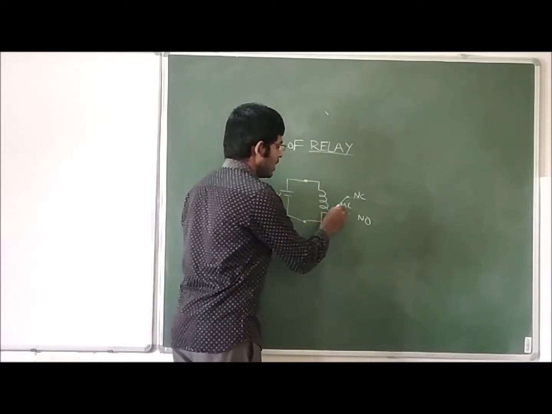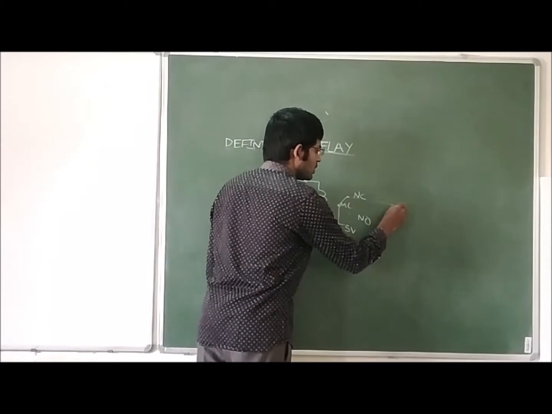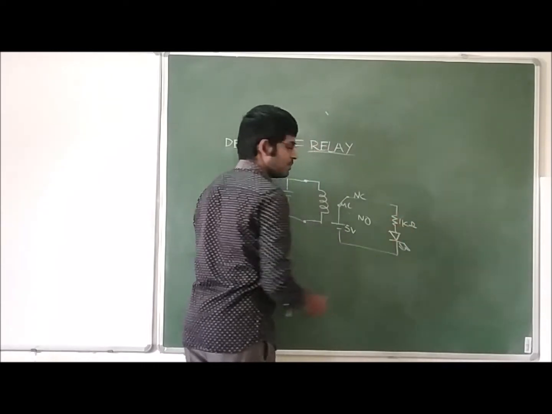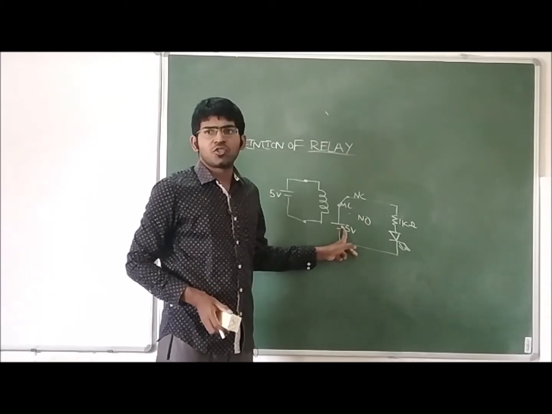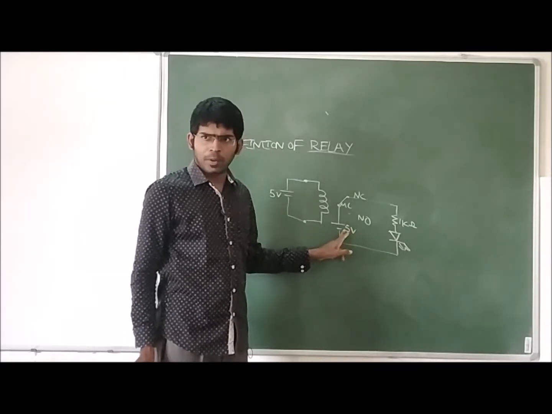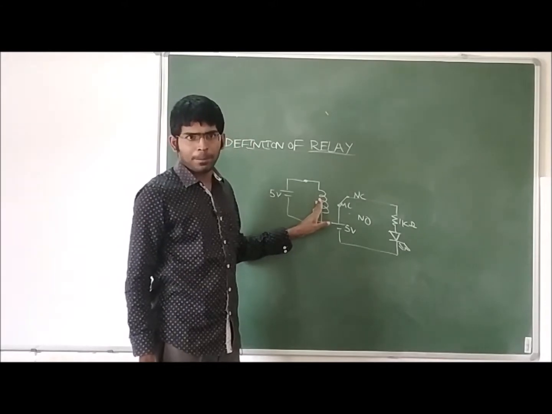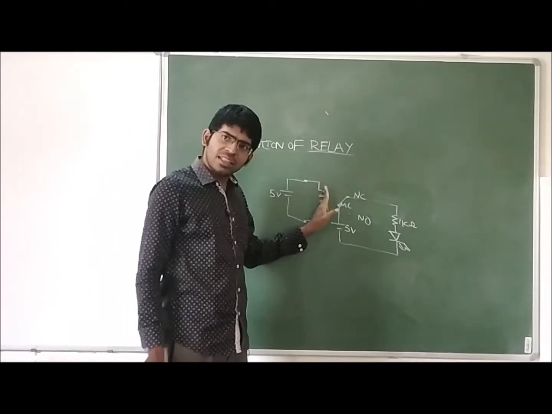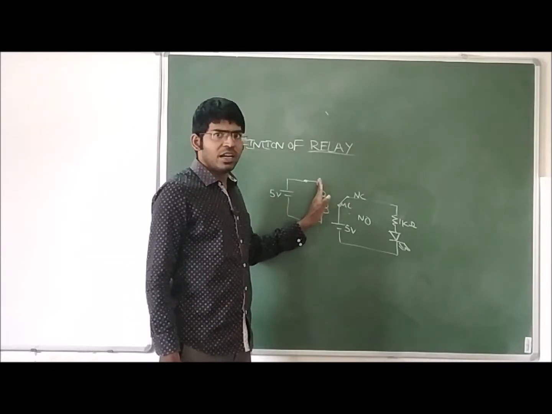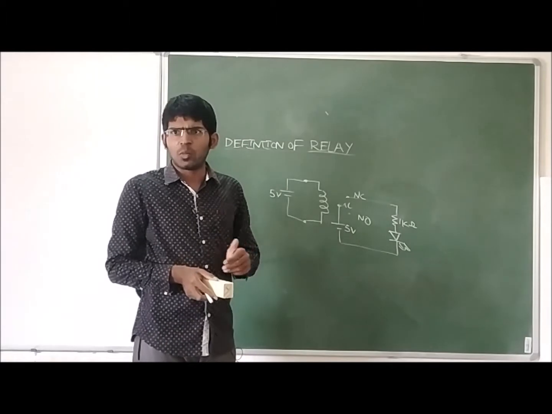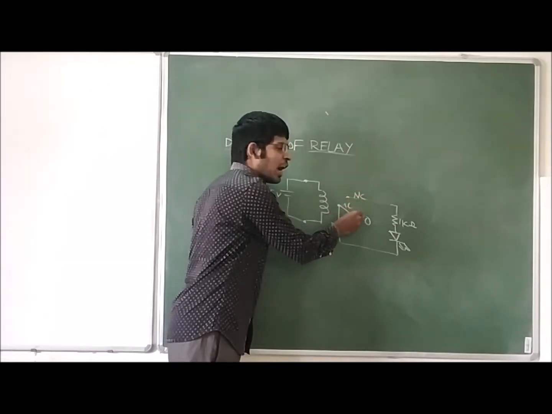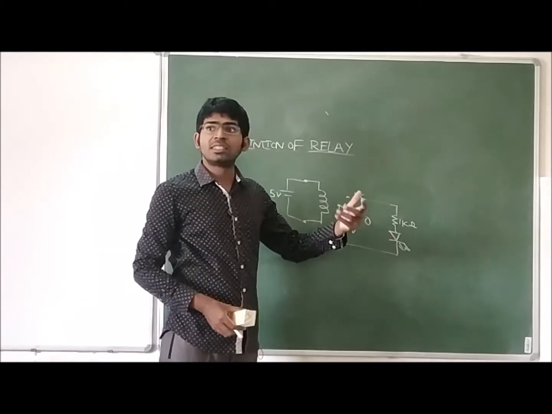if I connect a small circuit, maybe 5 volts, a resistor, and an LED with a 1 kilo ohm resistor, this LED is glowing because of this 5 volt supply. This is the LED, a small bulb. Now when we give the 5 volt supply to this relay, we observe current in the relay coil, and this current forms a magnetic field. This magnetic field trips down, or we can also say changes, this arm from normally closed to normally open. Now this LED is turned off.